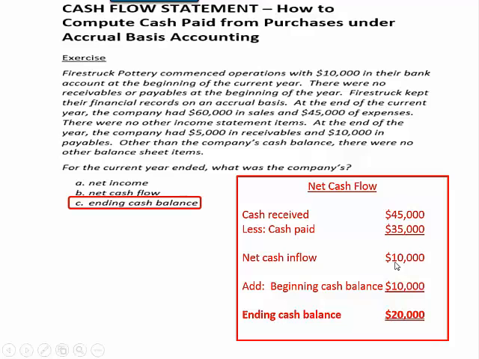$20,000. Then all I would have to do is add my beginning cash balance, and that's told to me right up here. We commenced operations with a cash balance of $10,000. So I add my beginning cash balance to my net cash inflow, and I end up with an ending cash balance, not of $20,000, but it would be $30,000. And that's how we solve this particular problem. And that's it with our presentation.